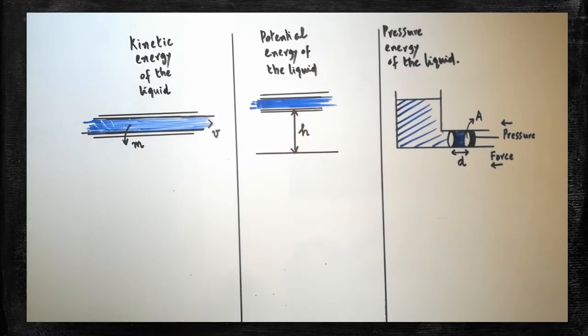Now we are going to learn about the new topic called pressure, kinetic and potential energy of a liquid. When a liquid flows through a pipe, that liquid may possess kinetic energy and also potential energy. Sometimes it may have pressure energy. So there are three kinds of energies that may be possessed by a liquid. Let's see the three kinds of energies one by one.